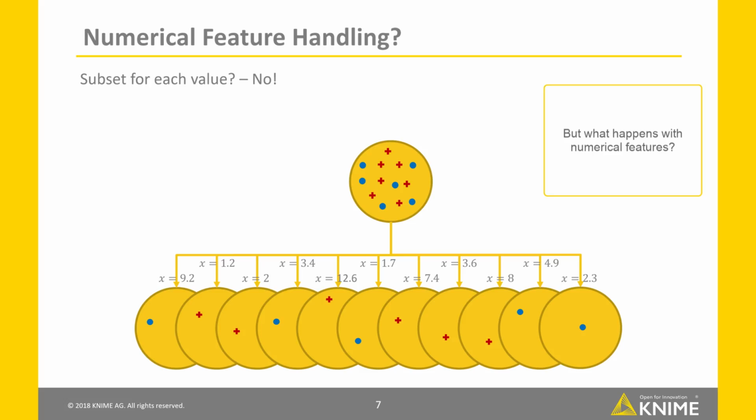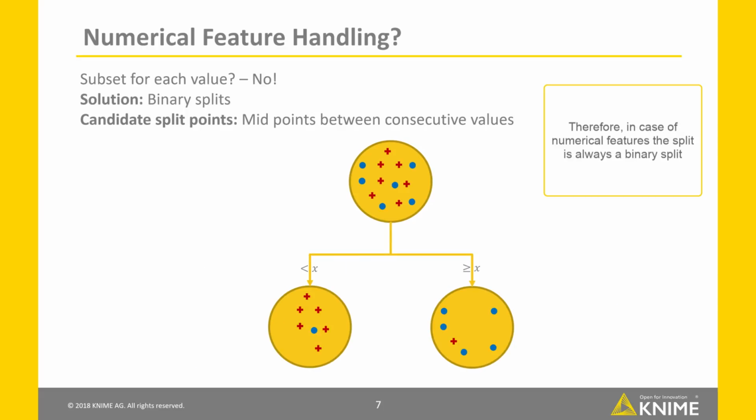But what happens with numerical features? Of course, we don't want to have one branch for each possible numerical value. Therefore, in case of numerical features, the split is always a binary split. In this case, the candidate split points are between every two consecutive values of the numerical features in the training data.